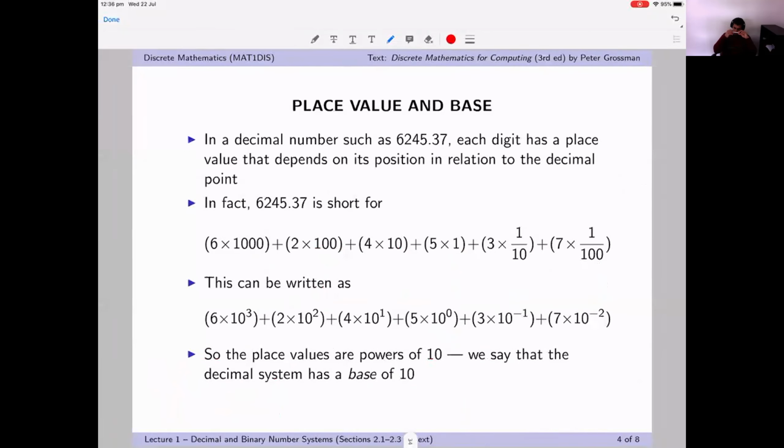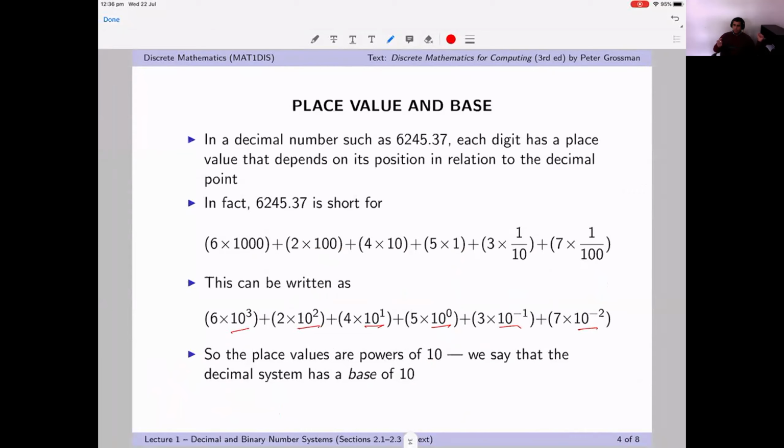I move forward then. So here the place values are powers of 10. We say that the decimal system has base 10. So if you're writing numbers in this format, 10 cubed, 10 squared, 10 to power 1, 0, these are bases. This is a base 10 system that we work in. So all of our counting that happens in daily life is in base 10 system, right?